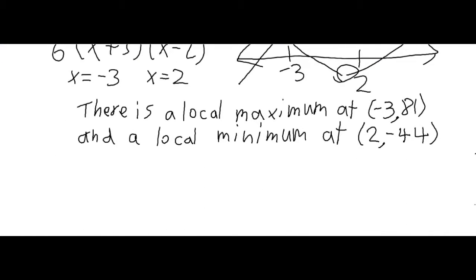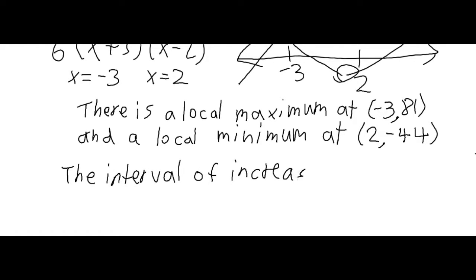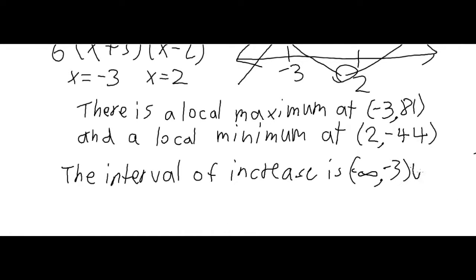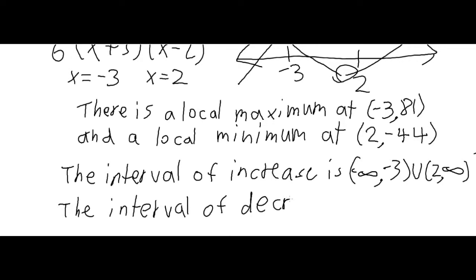And then the intervals of increase and decrease are already right there, so we just write it down in a complete sentence. The interval of increase is negative infinity to negative 3 and 2 to infinity, and the interval of decrease is negative 3 to 2.